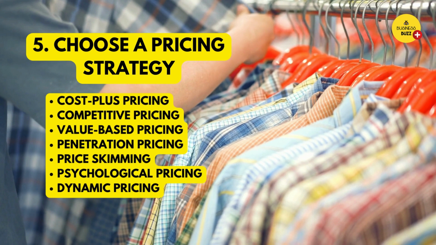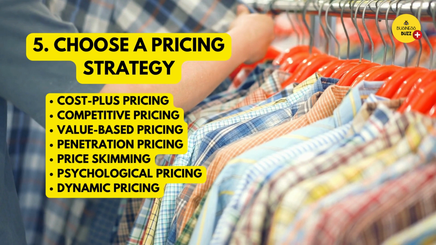The second type of pricing strategy is competitive pricing. Here you can set prices based on what your competitors are charging for similar products. You can choose to price your products at or above or below the competition based on your positioning and your objectives. So that is about competitive pricing. The third one is value-based pricing. Here you are determining prices based on the perceived value of your products to customers. You need to focus on the benefits and outcomes your products can deliver rather than just the cost of production.